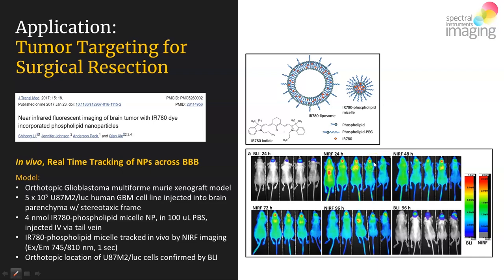And what the investigators did is they followed this over a 96-hour time course and saw a persistence of this elevated signal in the brain space area of all 4 of the test mice at the 96-hour time point.